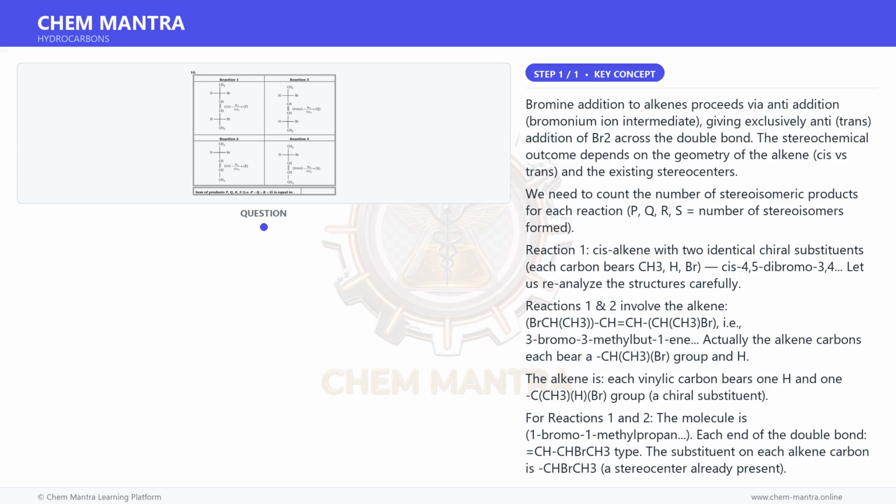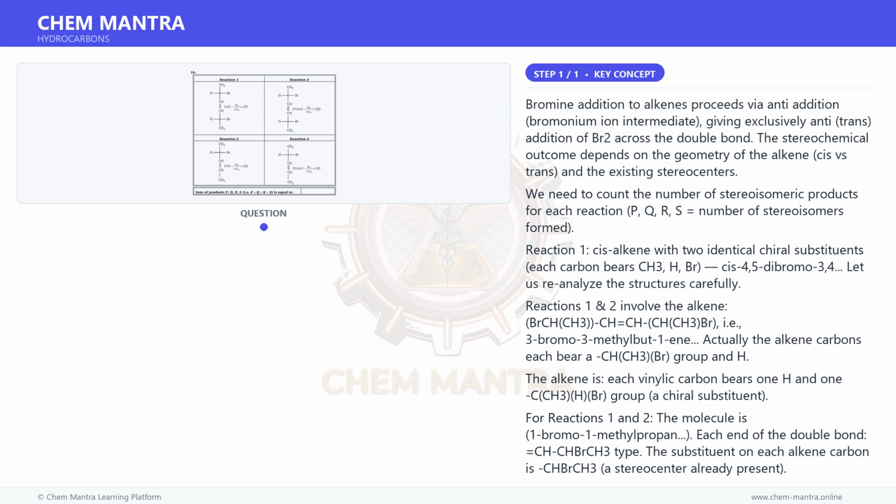Bromine addition to alkenes proceeds via anti-addition, with a bromonium ion intermediate giving exclusively anti addition of Br2 across the double bond. The stereochemical outcome depends on the geometry of the alkene, cis versus trans, and the existing stereocenters. We need to count the number of stereoisomeric products for each reaction. P, Q, R, S is equal to the number of stereoisomers formed.